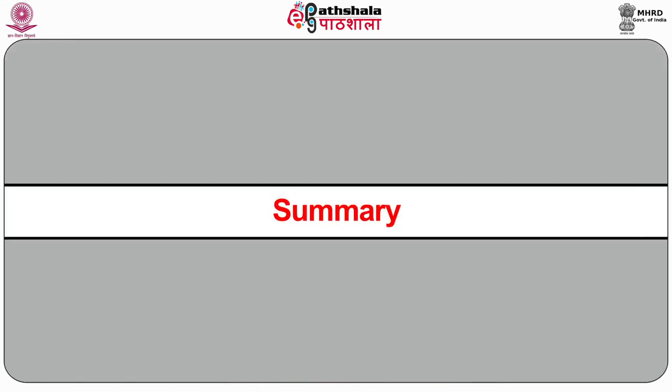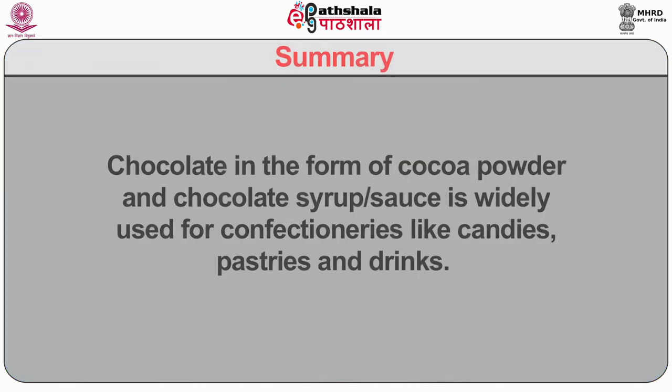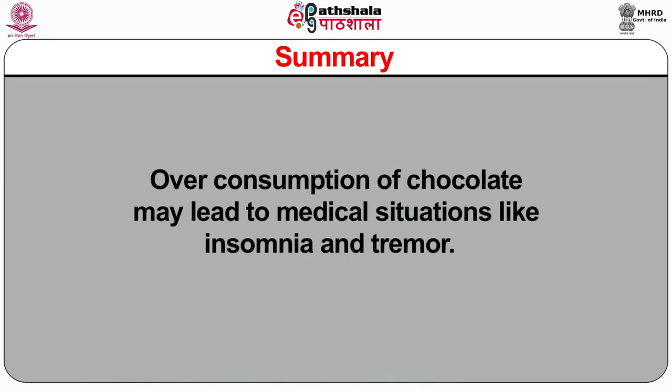Dear students, let's summarize. In this module, we have learnt about the world's perfect addiction, chocolates and pastry. Chocolate is also defined as food for gods and is relished throughout the world. Produced from the seeds or beans of the cocoa plant, chocolate is one of the world's most popular foods and beverages, and is also used as a flavoring. Chocolate in the form of cocoa powder and chocolate syrup or sauce is widely used for confectioneries like candies, pastries, and drinks. Overconsumption of chocolate may lead to medical situations like insomnia and tremor.